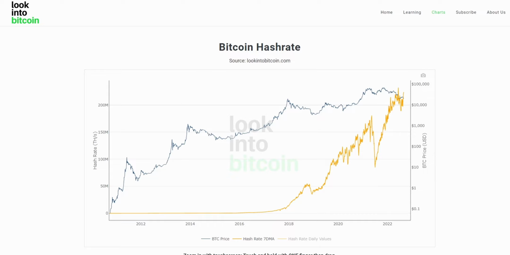Hi everyone, today we're going to be going over the Bitcoin Hashrate chart and how you can use this tool to help improve your Bitcoin investing and analysis.